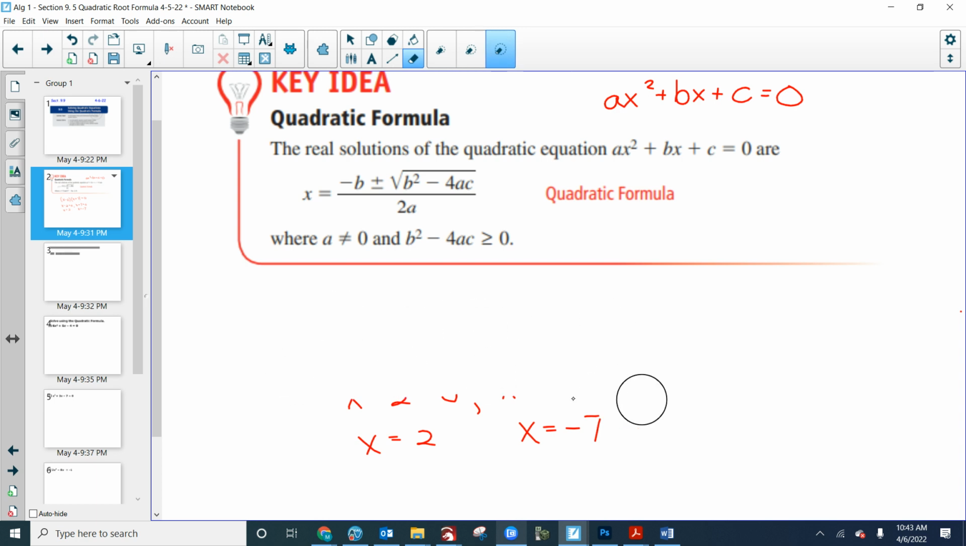Or if you just put the answer, that's fine. I don't think they actually set them equal to 0 on some of these. Some people did.